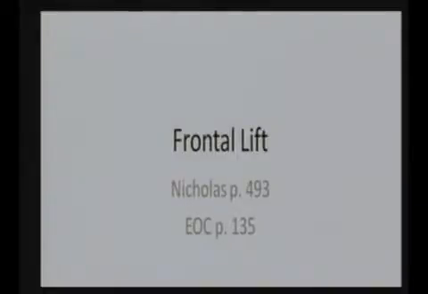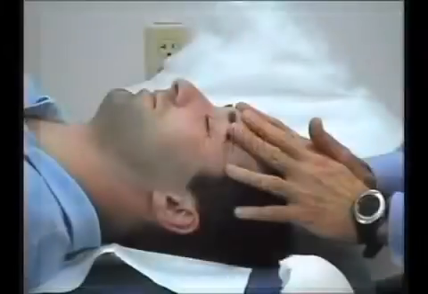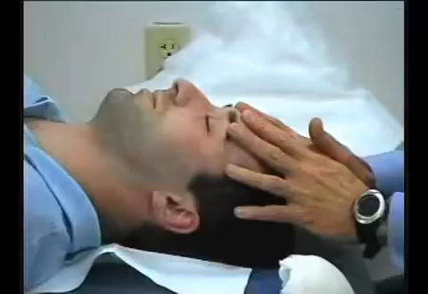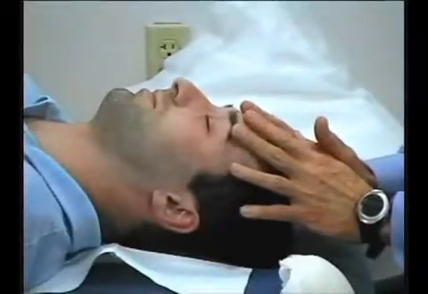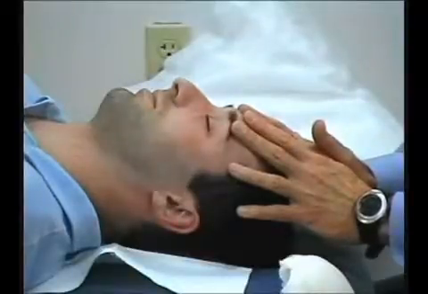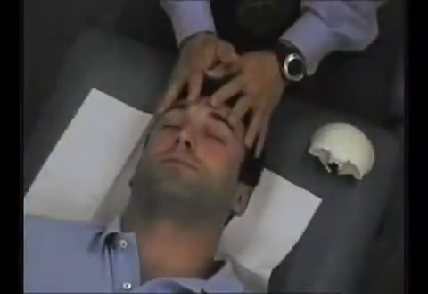The frontal lift. Nicholas, page 493, EOC, page 135. Learning objectives. Upon completion of this lab session, the student will be able to do the following. Describe the ideal physiologic respiratory motion of the frontal bones, list the steps of this technique and identify the endpoint, and correctly perform this technique on a patient.